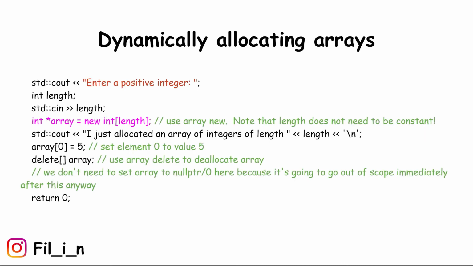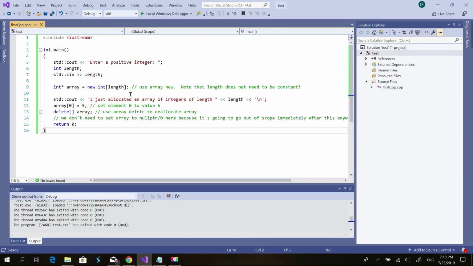std::cout. I just allocated an array of integers of length. array[0] equals 5, set element 0 to value 5. delete[] array, use array delete to deallocate array. We don't need to set array to null or 0 here because it's going to go out of scope immediately after this anyway. return 0.